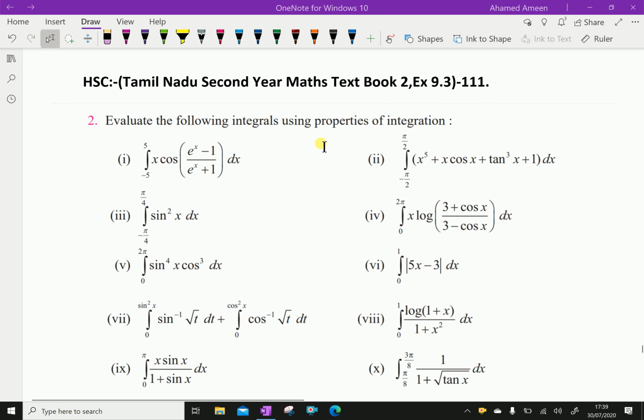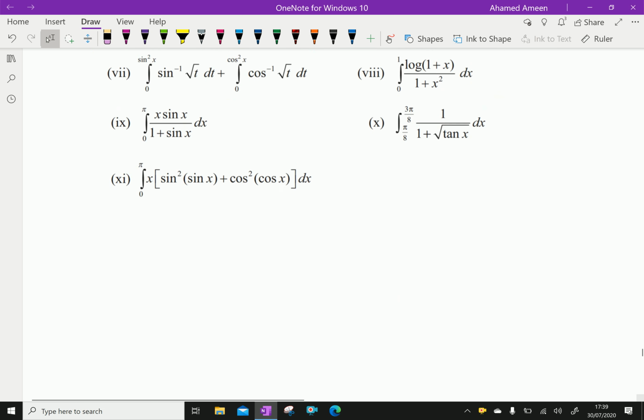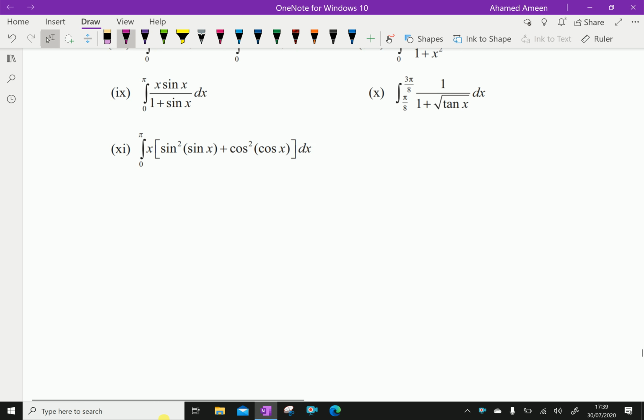Evaluate the following integrals using properties of integration. First one, integral from minus 5 to 5 of x cos of (e power x minus 1 over e power x plus 1) dx. The first one: minus 5 to plus 5 integral x cos of (e power x minus 1 over e power x plus 1) dx.